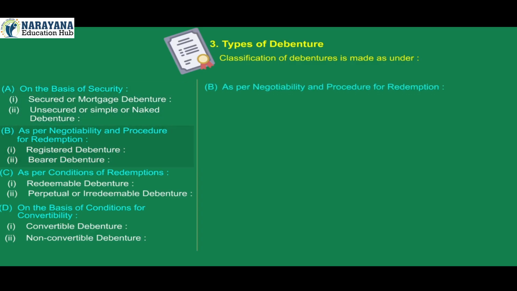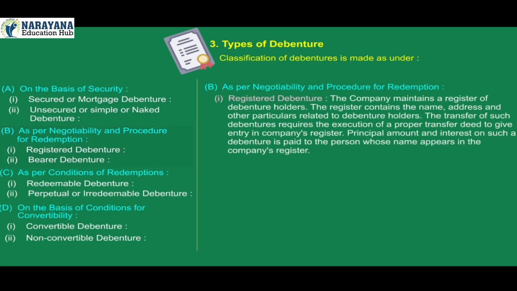B. As per negotiability and procedure for redemption. 1. Registered debenture. The company maintains a register of debenture holders. The register contains the name, address, and other particulars related to the debenture holder. The transfer of such debentures requires the execution of a proper transfer deed to give entry in the company's register. Principal amount and interest on such a debenture is paid to the person whose name appears in the company's register.